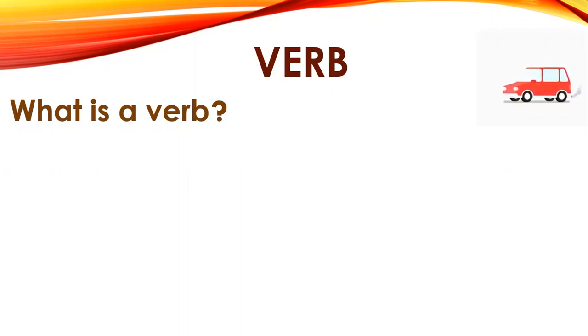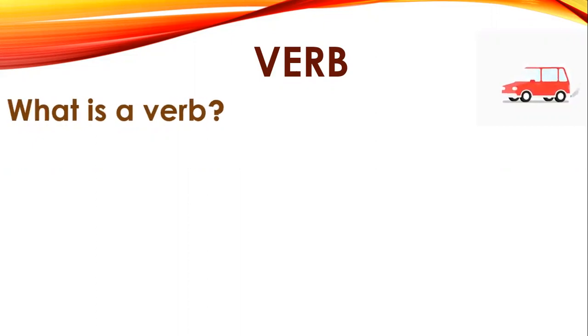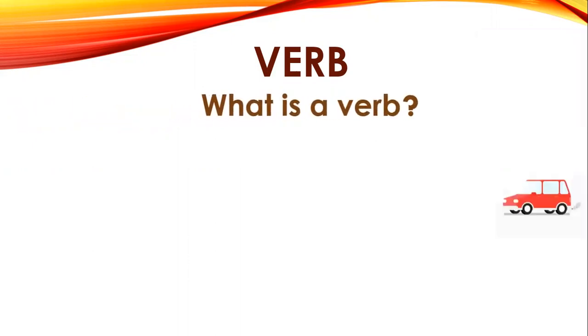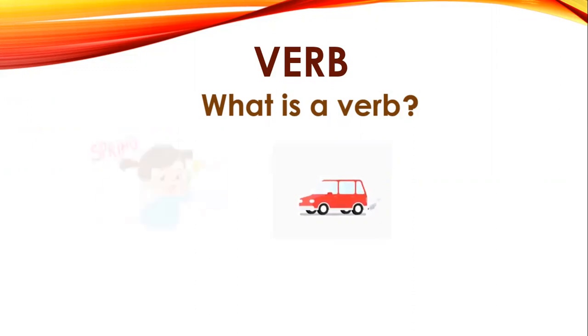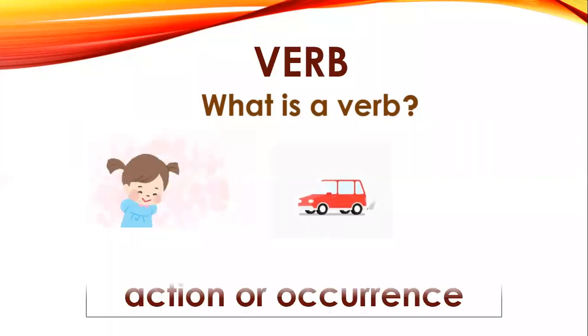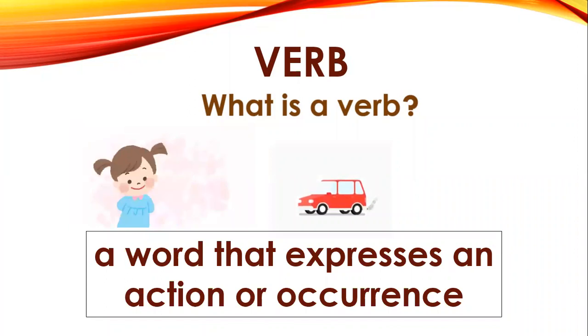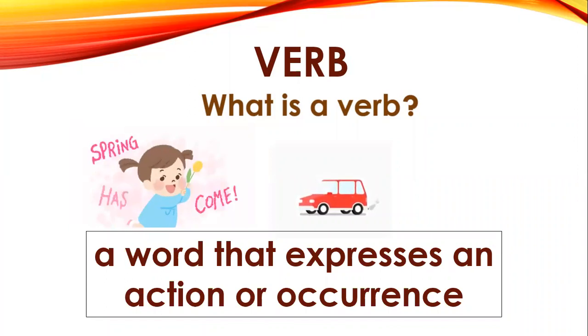Verbs. What is a verb? Look at this picture. The car is moving. There is an action happening. It's moving. And look at this girl. She has appeared. She has occurred. So, a verb is a word that expresses an action or occurrence. It is an action word, a doing word.